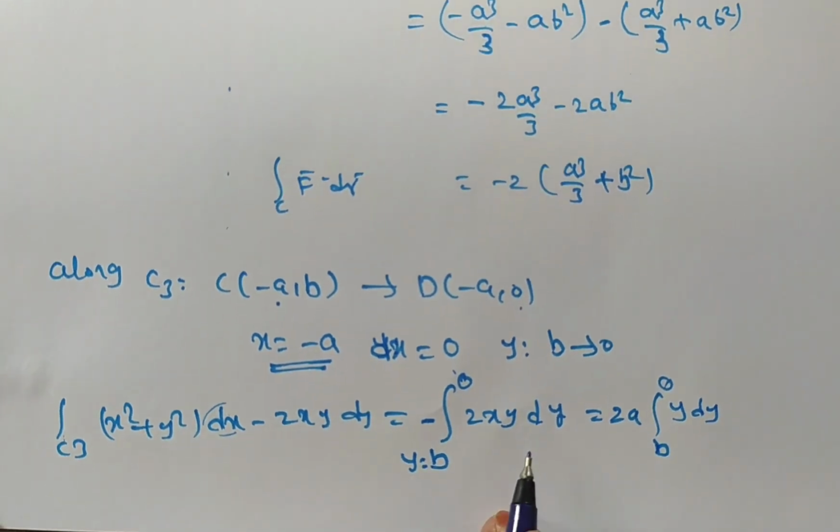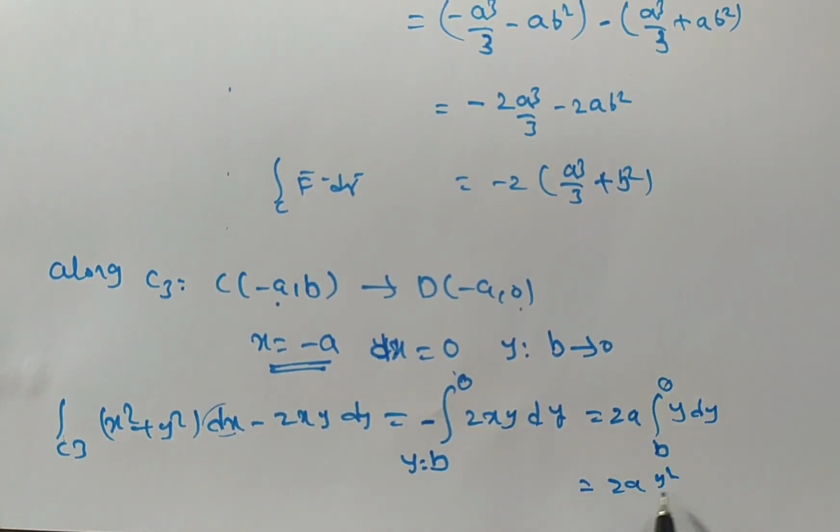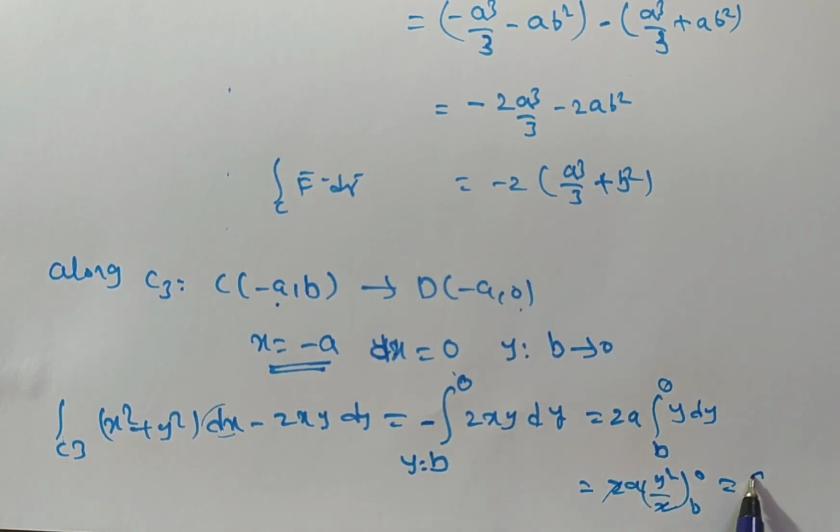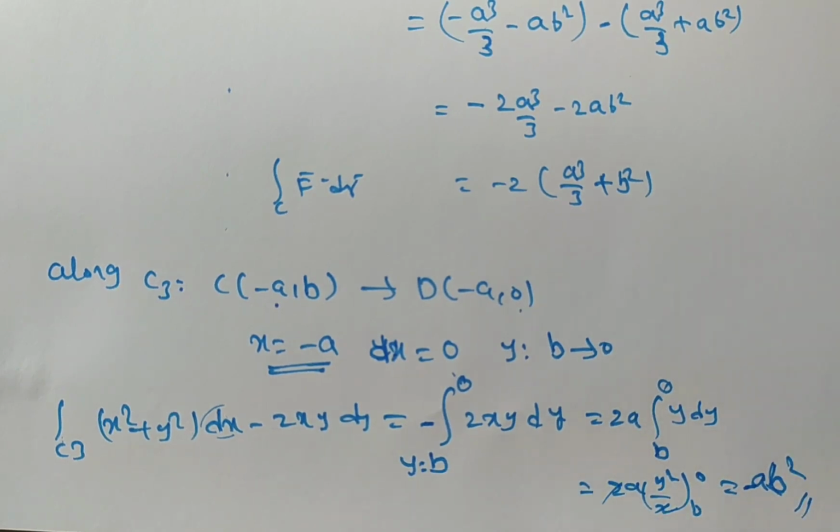What is the integration of y? Y square by 2, with limits from b to 0. The 2 in the denominator and numerator get cancelled. Then you will have 0 minus b square. So minus ab square is the value along C3. Is it clear? Next, along C4.